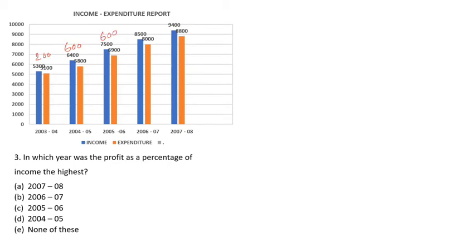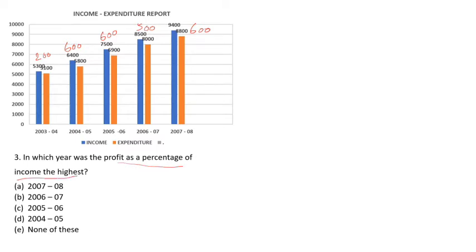Here 8,500 is the income, 8,000 is the expenditure. So this we have already seen. The profit made here is 500. Here 9,400 is the income, 8,800 is the expenditure. So the difference is 600 rupees. 600 is the profit. So what is asked here? In which year was the profit as a percentage of income the highest?